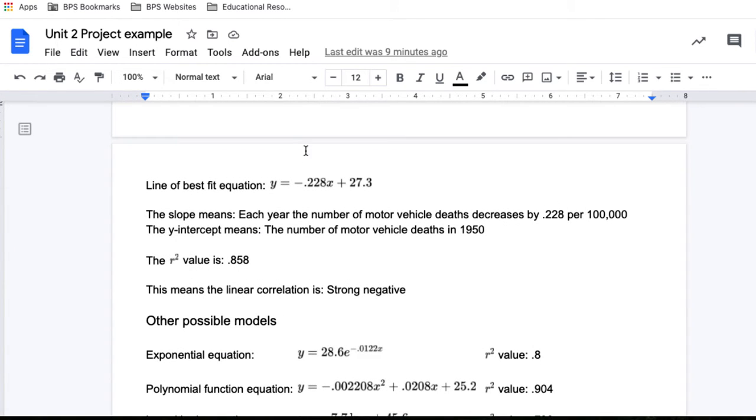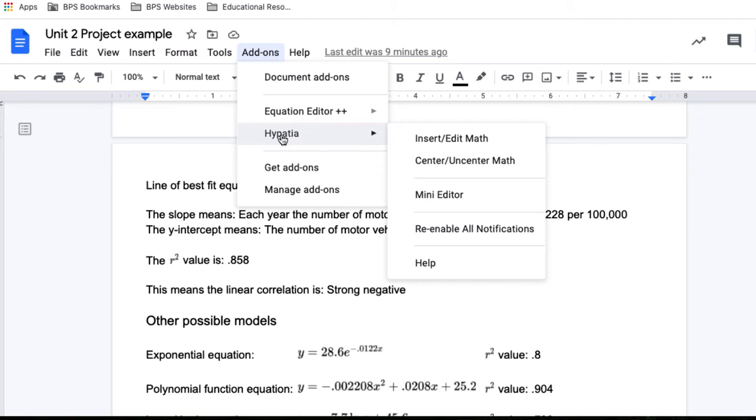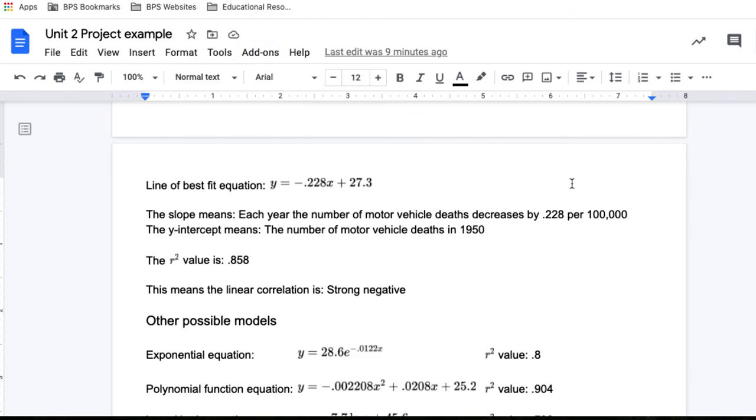So when I typed it in, I went up to add-ons, went down to Hypatia, and clicked Insert Edit Math. Then I typed in my equation in slope-intercept form. Y equals negative 0.228x plus 27.3. So that means each year the number of motor vehicle deaths decreases, because it's negative, by 0.228 deaths per 100,000 people. The y-intercept of 27.3 means that the number of motor vehicle deaths in 1950, the year we started, was 27.3 deaths per 100,000.